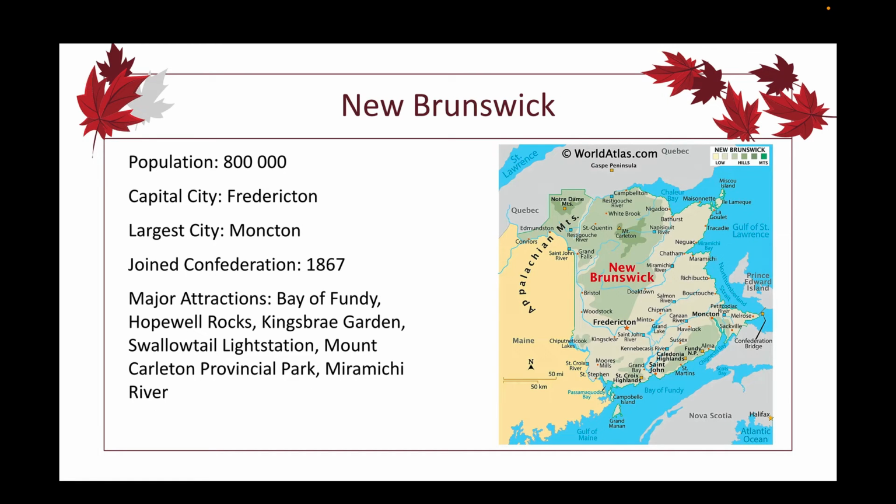Next up, another original province in Confederation is the province of New Brunswick. Under 1 million people live there. It's about 800,000 people. Its capital city is Fredericton, and its largest city is Moncton. They joined Confederation with Ontario and Quebec in 1867 because they wanted to benefit from a larger national trading market, and they wanted more political influence because they were a much smaller province. They have a lot of major attractions, having the Bay of Fundy there and the Gulf of the St. Lawrence nearby. There's going to be a lot of natural major attractions that you will see there.